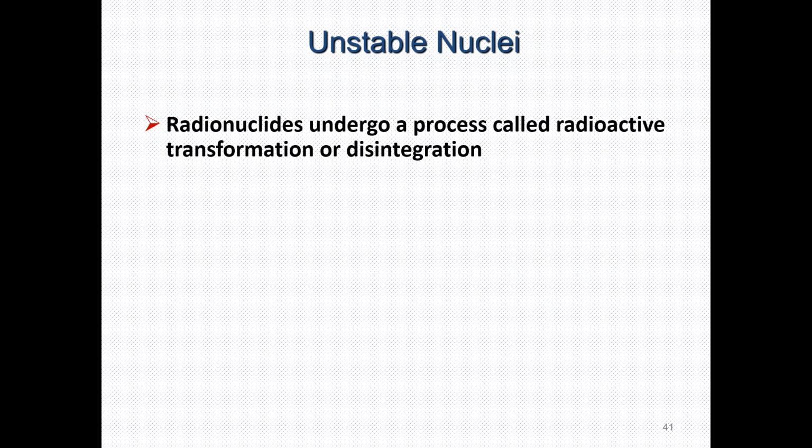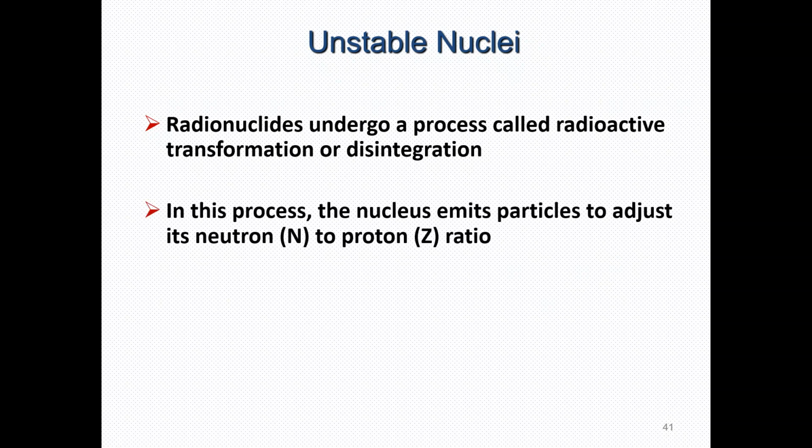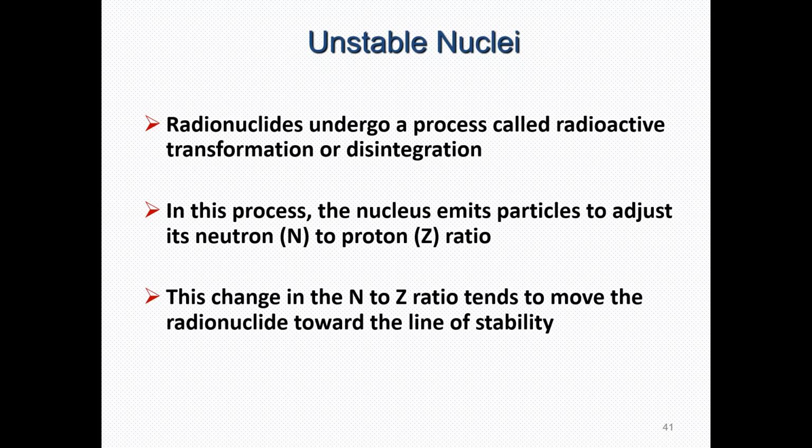Radionuclides undergo a process called radioactive transformations or disintegrations. So what actually happens in the disintegration process? In this process, the nucleus emits particles to adjust its neutron to proton ratio. Basically, a particular radioactive nucleus emits particles, and the reason for the emission of these particles is to adjust its neutron to proton ratio. Radionuclides continuously emit particles, and during these emissions they try to adjust their neutron to proton ratio. This change in the neutron to proton ratio tends to move the radionuclide towards the line of stability. The process continues.